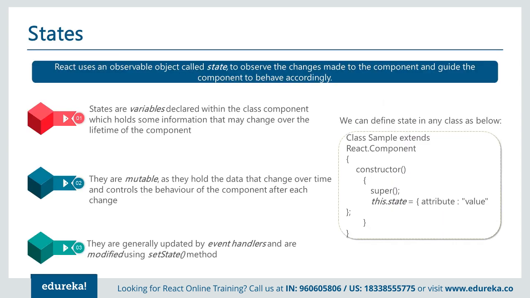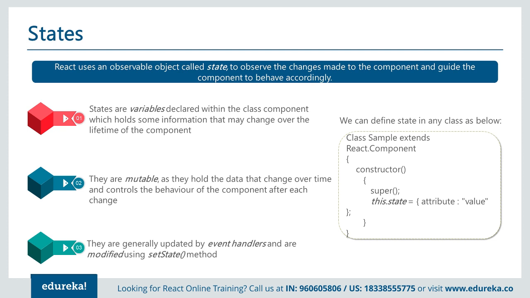Unmounting. What is state? State uses an observable object called state to observe the changes made to the component and guide the component to behave accordingly. So basically state are the variables declared within a class-based component, or in simple terms, generally we call them a local variable. State holds some information that may change over the lifetime of the component.